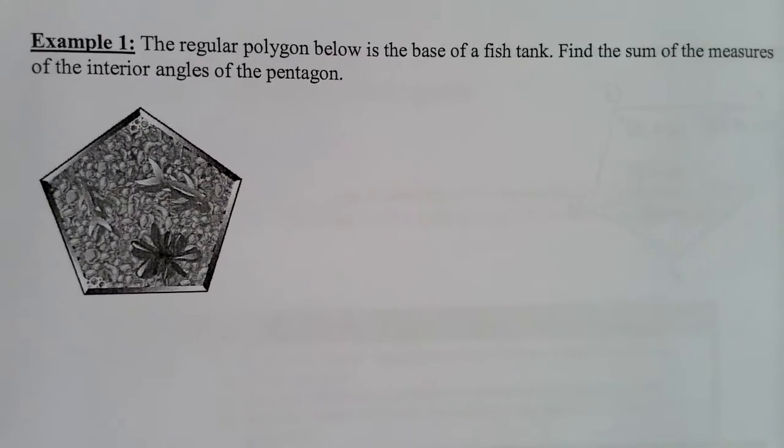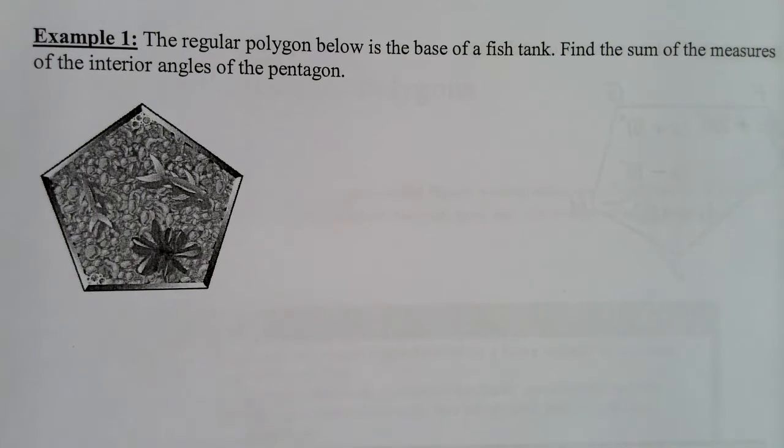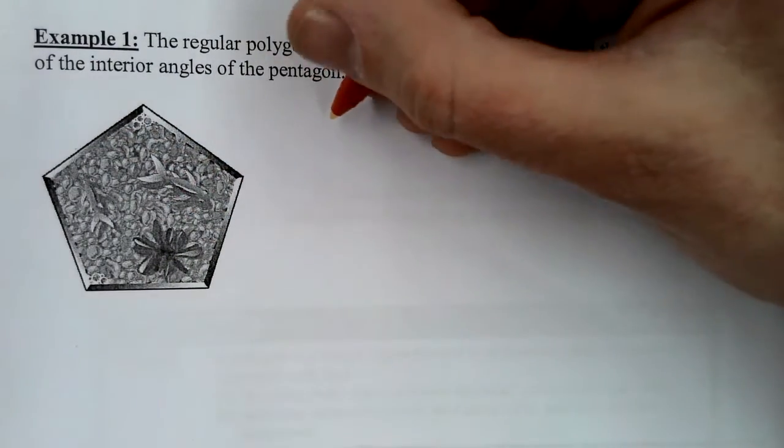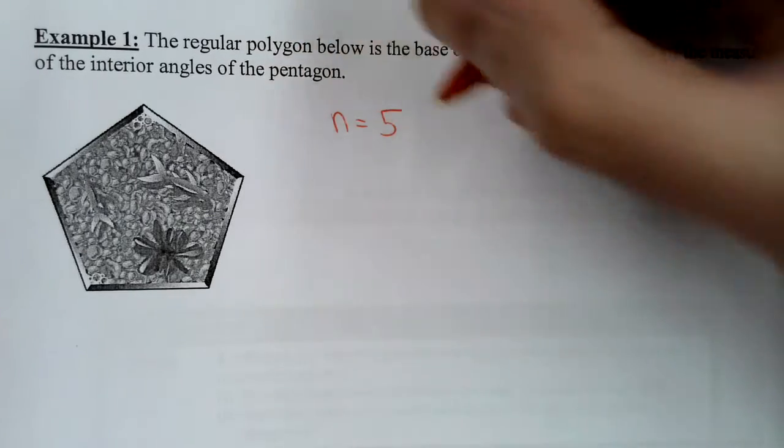Let's do one example on that. The regular polygon below is the base of a fish tank. Find the sum of the measures of the interior angles of the polygon. Well, since it's a pentagon, it has nothing to do with the fish tank. We don't care about that. There are 5 sides: 1, 2, 3, 4, 5. I'll just jot down that n equals 5.